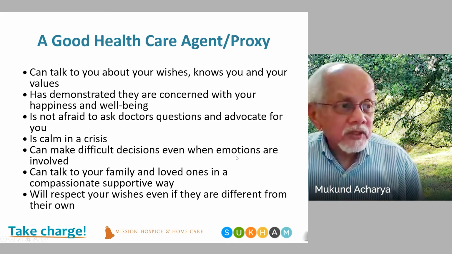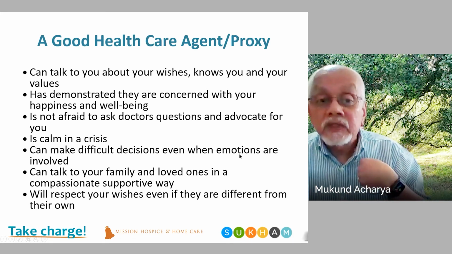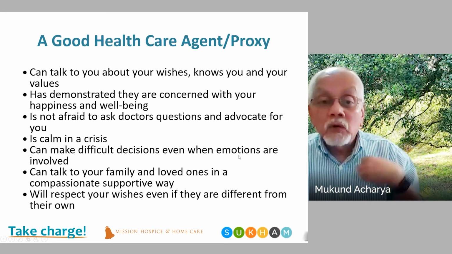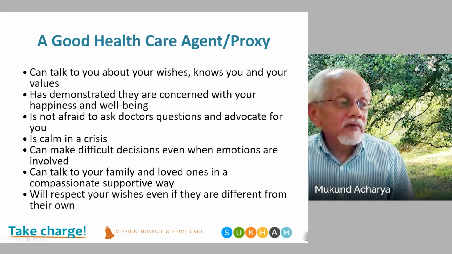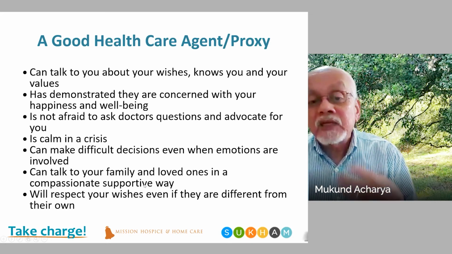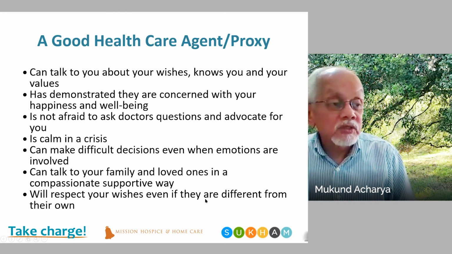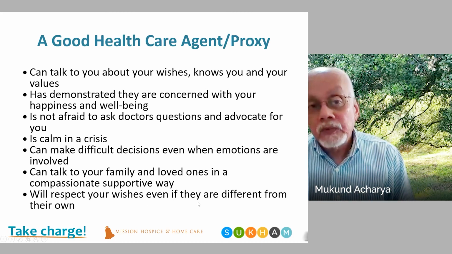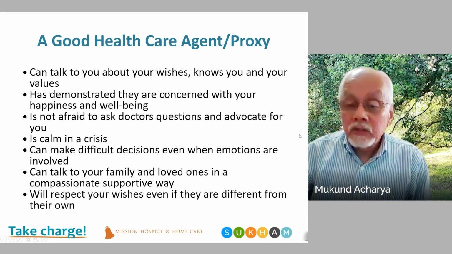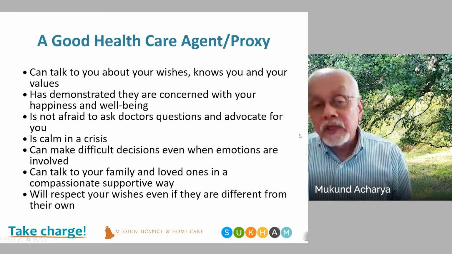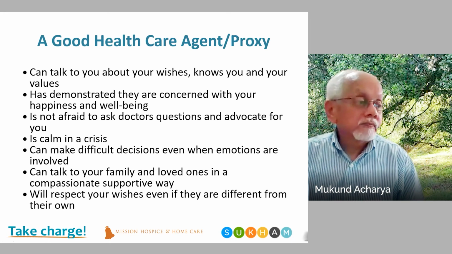So understanding who can speak for you, who can be calm in a crisis, who can make difficult decisions even when it's emotional, who can make a decision that they disagree with themselves personally, but they know it is a decision you want, right? Who can talk to your family and loved ones in a compassionate, supportive way and explain things to them. And as I said just now, who will respect your wishes even if they're different from their own, right? These are the characteristics of an ideal agent. You may or may not get somebody with all of these, but this is what you want to look for when you make your decision.